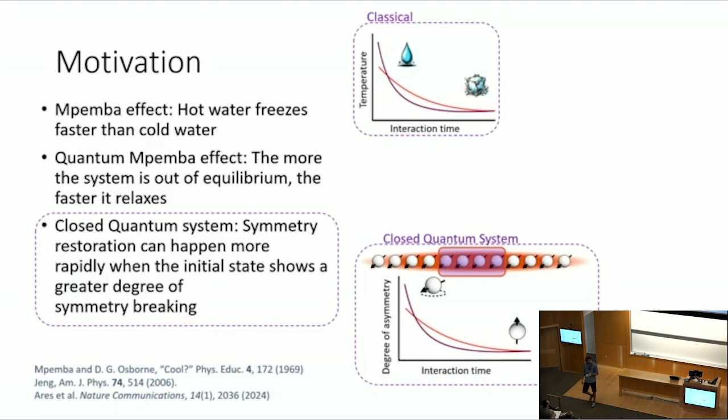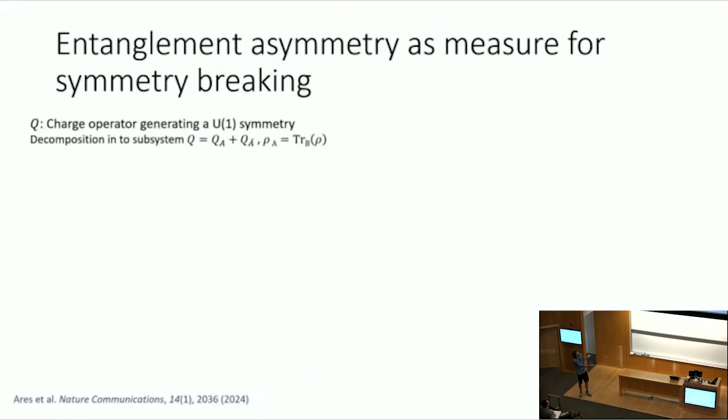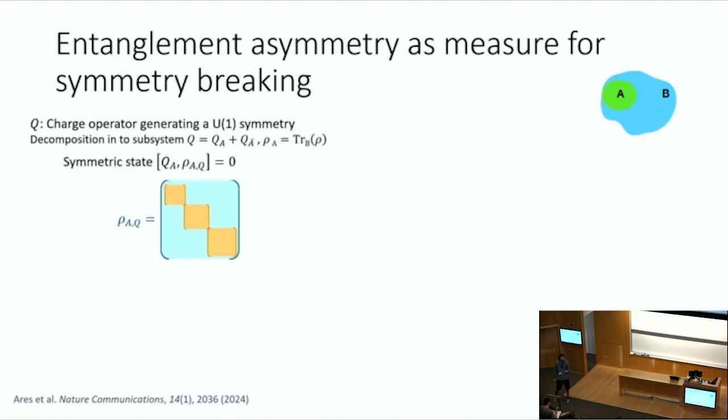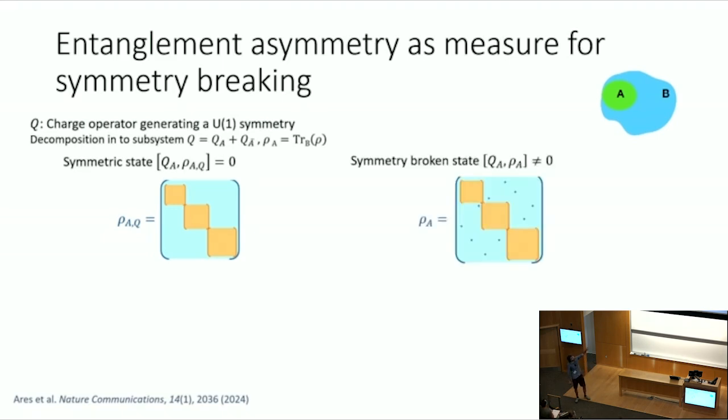So first I want to introduce you to a measure of this degree of asymmetry, and that is the entanglement asymmetry. So let's assume some charge operator which generates U1 symmetry, and I'm always talking about the reduced state, so we can bring this charge operator also into the subsystem, and also look at the reduced density matrix of a state. If we have a symmetric state, it commutes with this charge operator and it's diagonal in the eigenbasis of the charge operator, so block diagonal. If we now have a symmetry-broken state, we have a lot of off-diagonal elements.